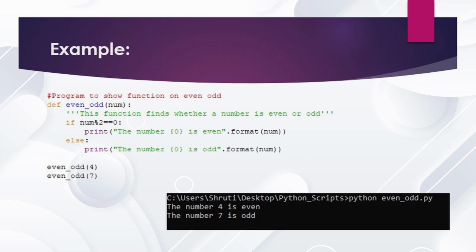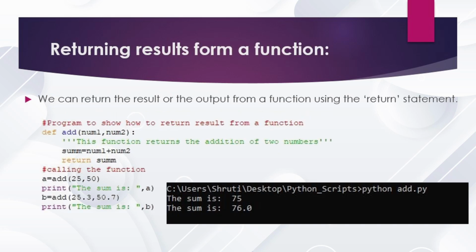In this program, the even_odd function is called twice. During the first call, the value 4 is passed as an argument and the output confirms that it is an even number. In the second call, the value 7 is provided and the result correctly identifies it as an odd number. We can return the result or the output from a function using the return statement.